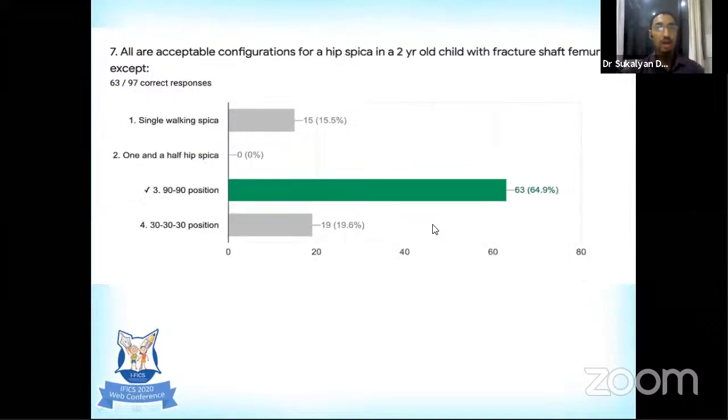Number seven, all are acceptable configurations for a hip spica in a 2-year-old child with a fracture shaft femur, except: number one, single walking spica; number two, 1.5 hip spica; number three, 90-90 position; and number four, 30-30-30 degrees position. The correct answer is 90-90 position, which is discouraged all over the world. And this was correctly answered by 64.9% of the participants.